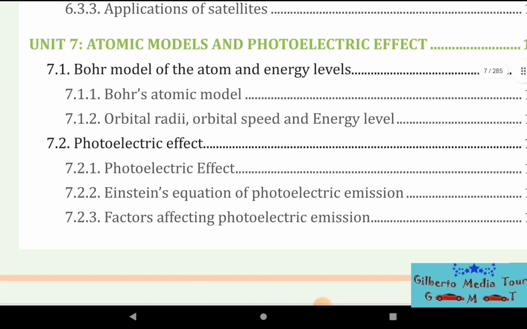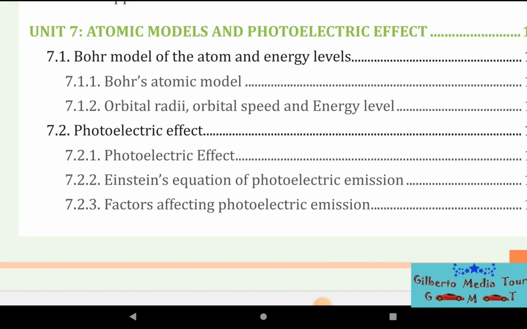Unit number 7, also we shall discuss on atomic models and the photoelectric effect. Where we shall explain what is Bohr model. We shall make a linkage between atomic models and photoelectric effect. We know there are different models. Dalton models, we have Rutherford models, there is a historical background about atomic models and the Bohr's model.